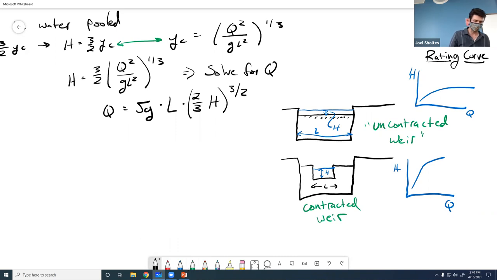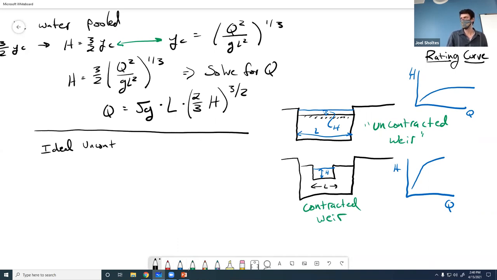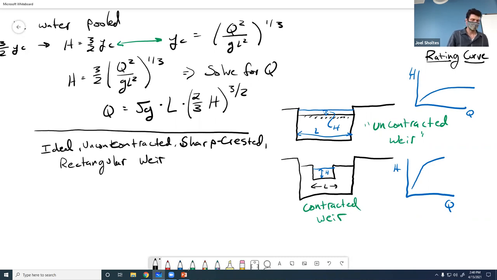So let's look at some actual weir equations that we use. So we'll just say the ideal uncontracted sharp crested rectangular weir. Got to be specific here. We've got two weir equations. And so ideal really means, what does ideal mean? What did we not consider between points one and point two back here?